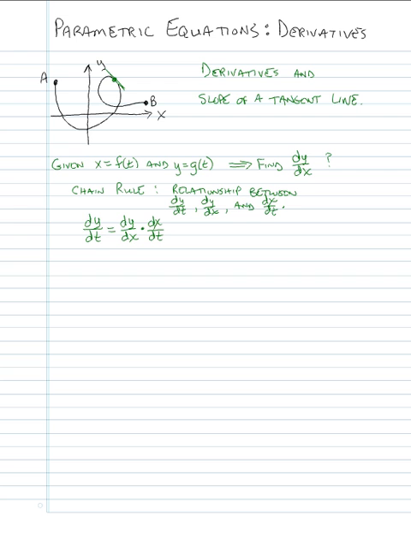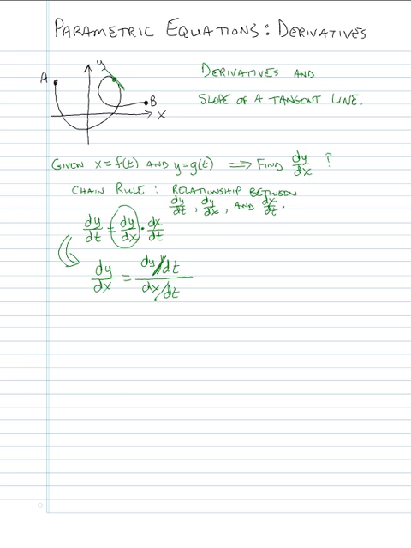Now, this is a statement of the chain rule. And if we look at that, then what we could do is solve for the derivative of y with respect to x, by dividing both sides by the derivative of x with respect to t. So here we have the derivative of y with respect to x is the derivative of y with respect to t, divided by the derivative of x with respect to t. And we know both x and y are defined in terms of t, so we ought to be able to find those derivatives, hence the derivative of y with respect to x.